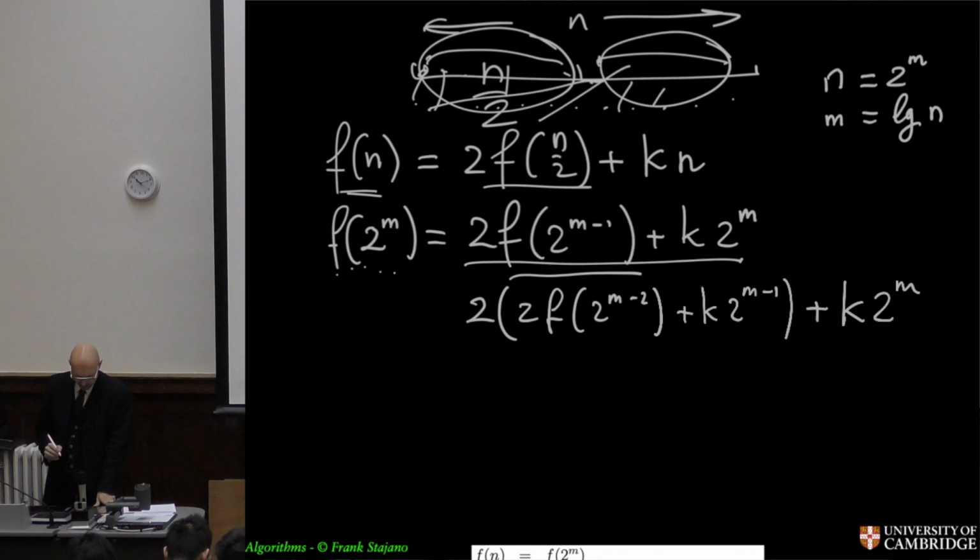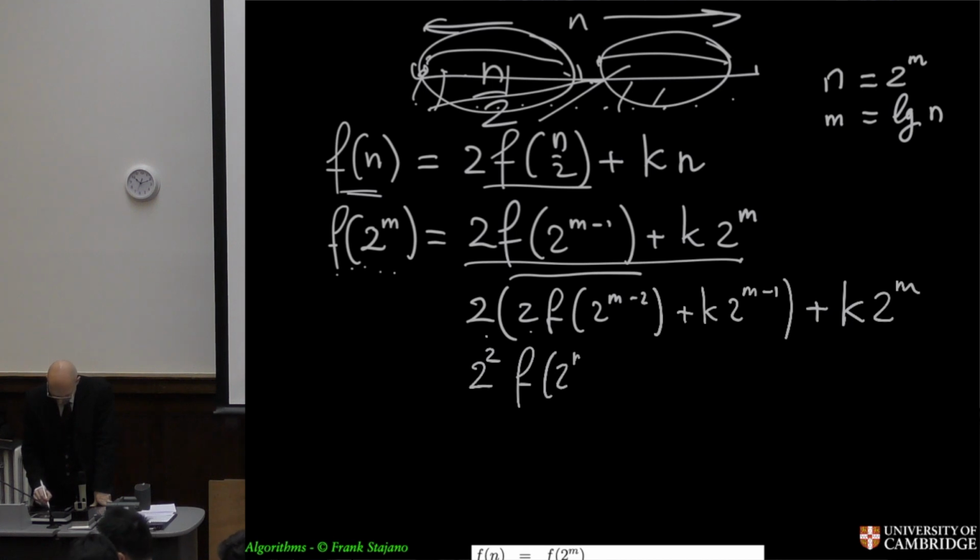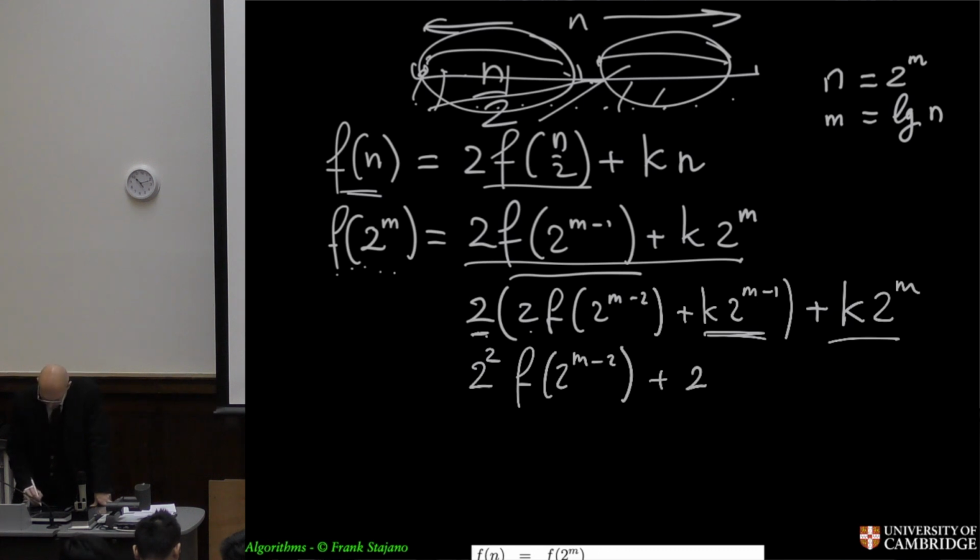All right. So if I do this, then I have these 2 and 2 over here become 2 squared times f of 2 to the m minus 2, plus this 2 over here, when I multiply it by this term, removes the minus 1 in here. So this becomes another k 2 to the m, which I can add up to this other k 2 to the m, which makes me 2k 2 to the m.